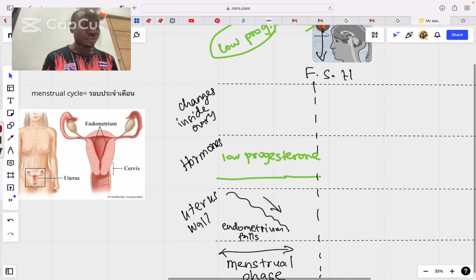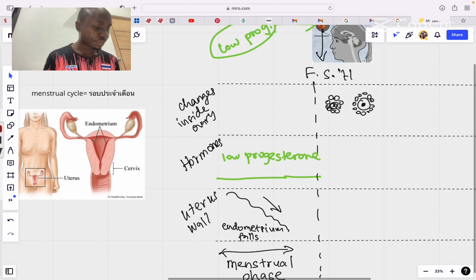Now, FSH, which is a hormone, will move from the brain, the pituitary gland, to the blood and inside the ovaries. What does it do there? It's going to tell some of these baby eggs, I'm going to draw them here, to start to grow and get bigger. The baby eggs have a nucleus. The black point is the nucleus. They start to grow and get bigger and bigger.